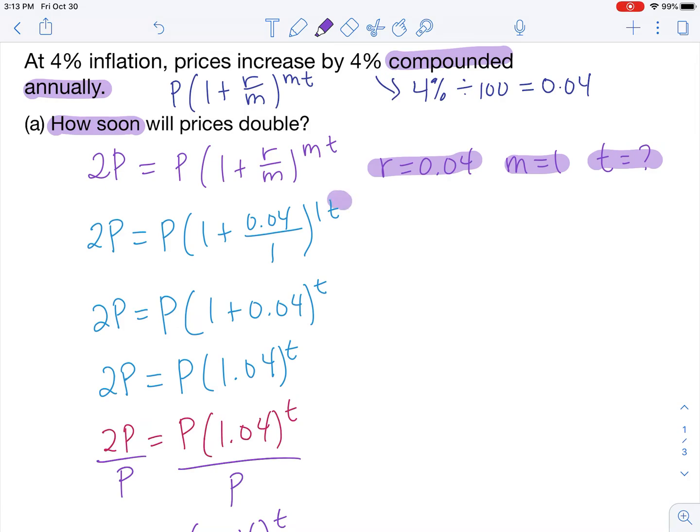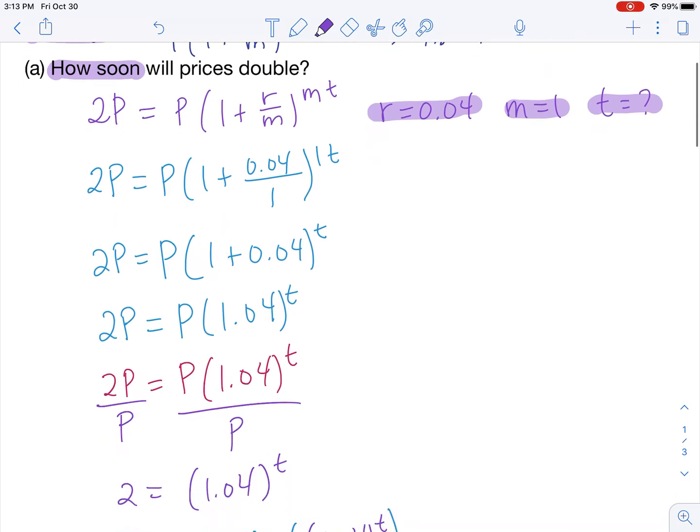So taking all of that information and substituting it into our formula, we end up with this. And there's some simplifying that we can do inside the parentheses here. So first we will simplify 0.04 divided by 1. 0.04 divided by 1 is just 0.04. Then we'll add 0.04 to 1. And when we do that, we get 1.04.